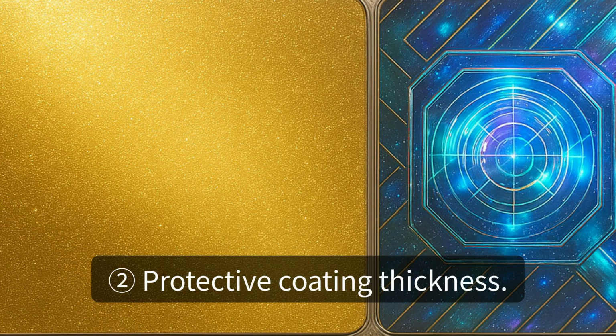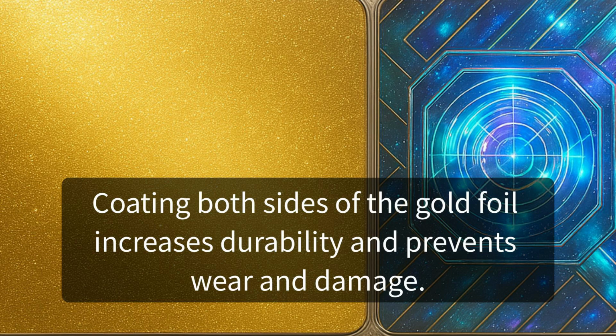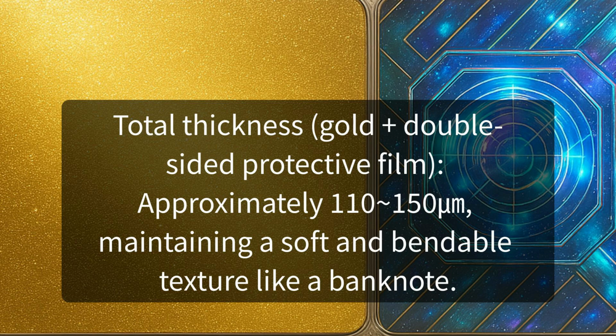2. Protective coating thickness. The protective coating is applied thinly. Coating both sides of the gold foil increases durability and prevents wear and damage. Total thickness, gold plus double-sided protective film, approximately 110-150, maintaining a soft and bendable texture like a banknote.